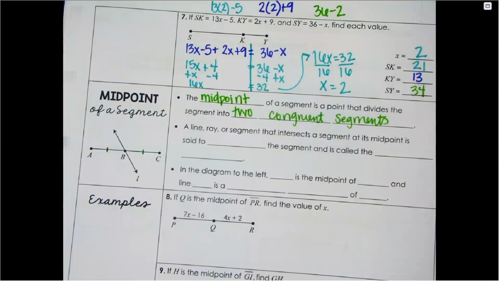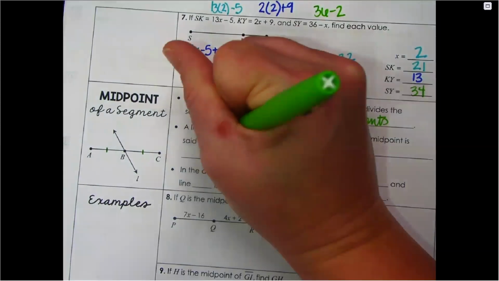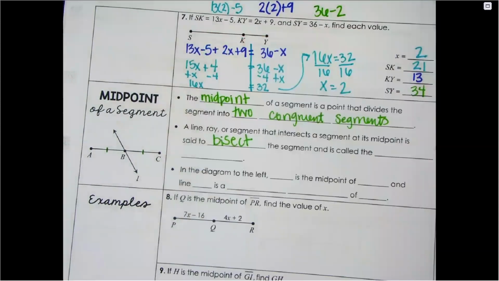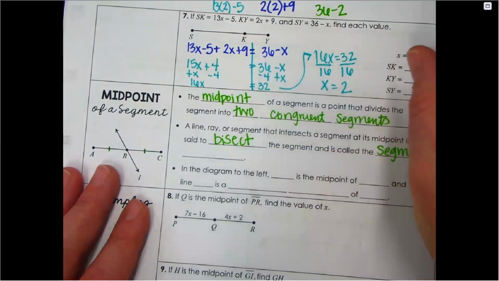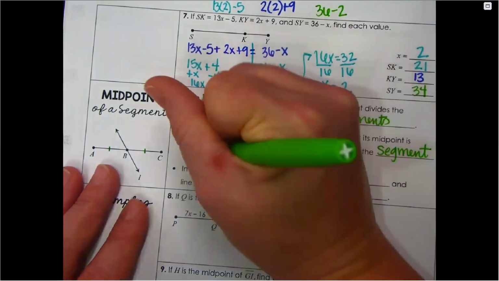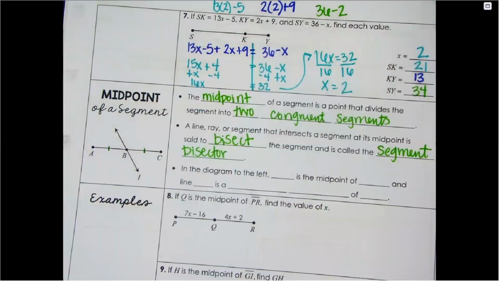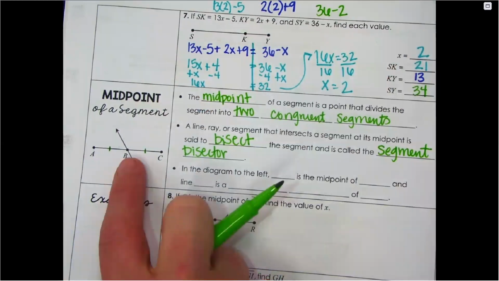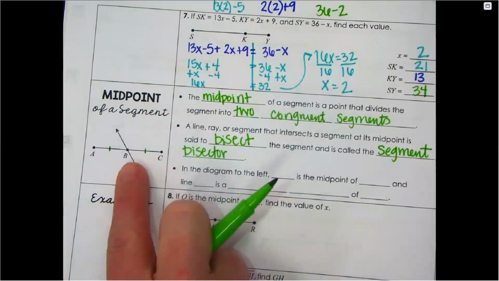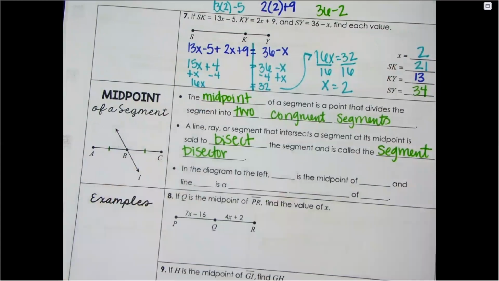It says a line, ray, or segment that intersects the segment at the midpoint is said to bisect. Think about a bicycle. A bicycle has two wheels. If you bisect something, you cut it in half, two equal parts. The segment is called the segment bisector. Now that could be a line, a ray, or a segment. If you look at our example right here, since AB is congruent to BC, you know that B is the midpoint because they're congruent. And this line that runs through them would be your segment bisector.